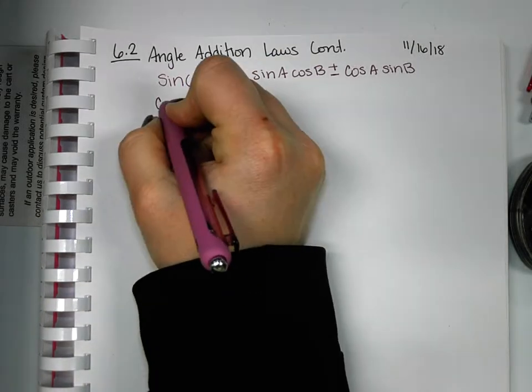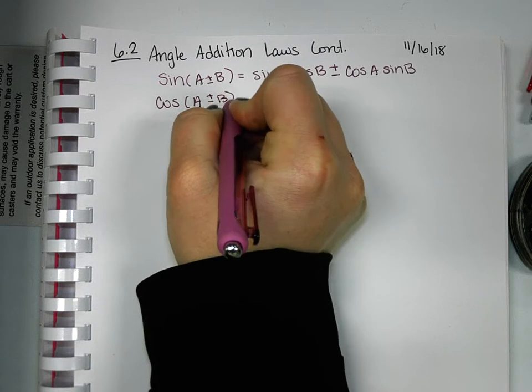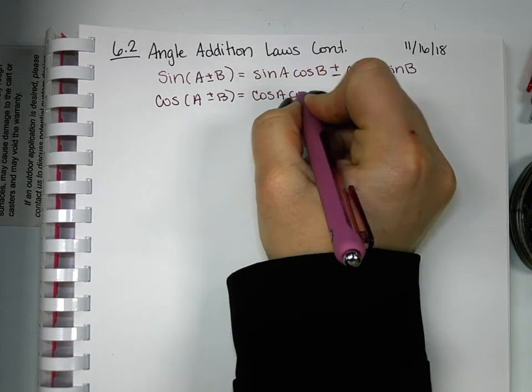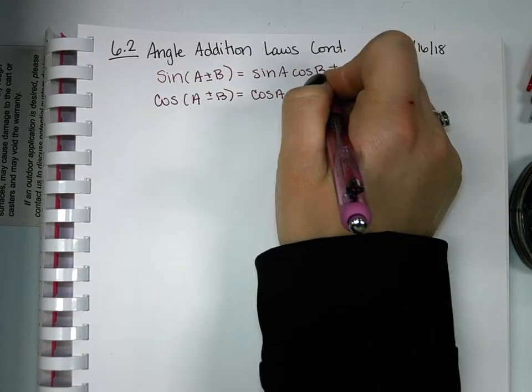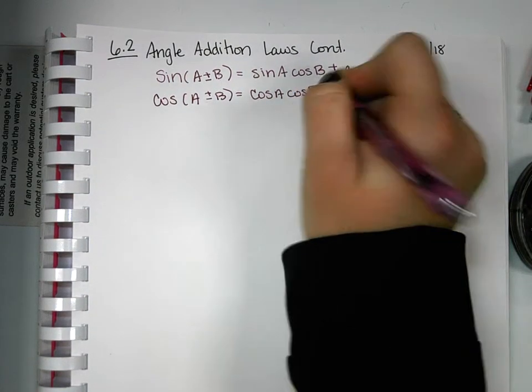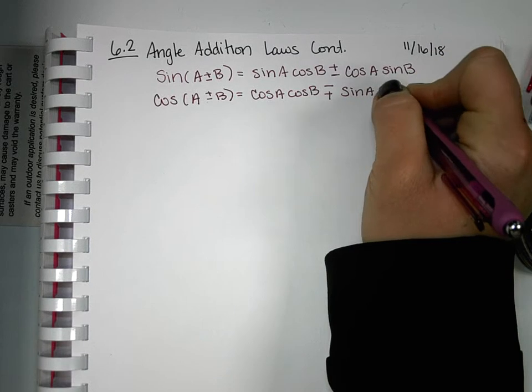For cosine of A plus or minus B, it was cosine A cosine B. Now when it was A plus B, it was a minus sign. When it was A minus B, it was a plus sign. And then sine A times sine B.